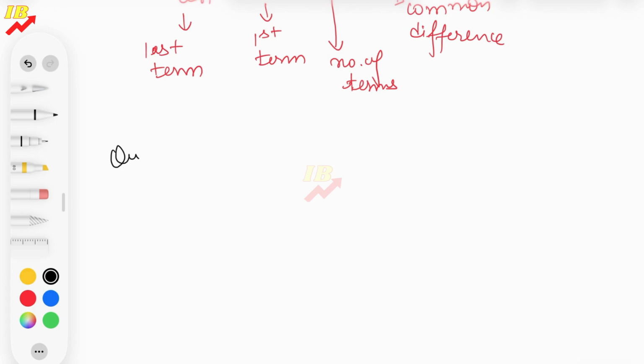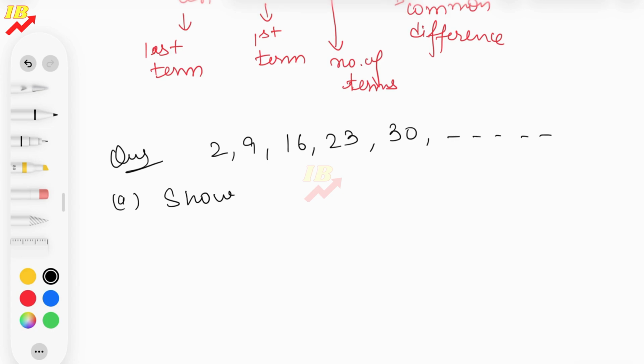Suppose I'm giving you a sequence which is 2, 9, 16, 23, and 30. And it keeps on going and going, because sequences are meant to be like this, right? Sequences go on and on and on. There is no ending point as such given here. So the first thing is that I have to show that the sequence is arithmetic.